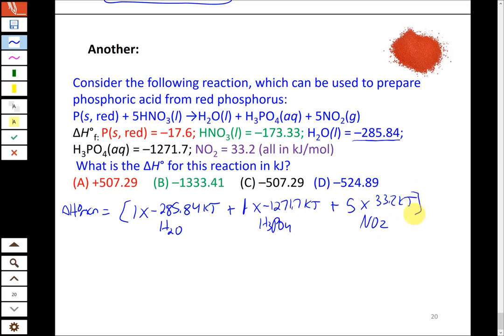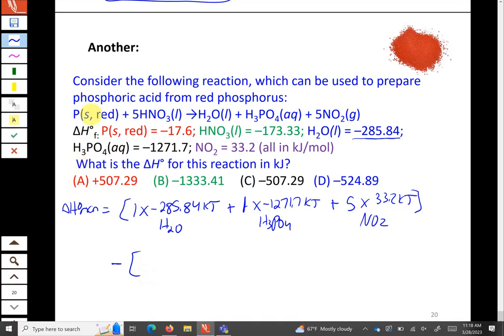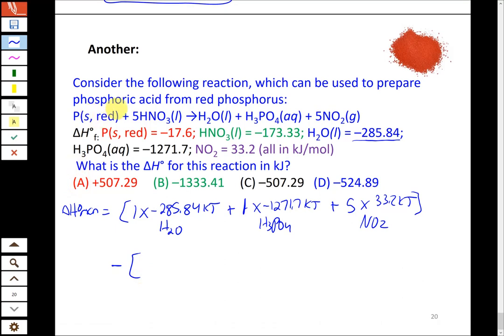Okay, so that's the product side, and then we're going to subtract from that the reactant side. Again, here's where we have to be a little bit careful about the states of the elements. The standard state for phosphorus is P4, but this is not the same as that, so this is not going to have a delta H of formation of 0. If it was P4, it would be 0, because that's the standard state, but this is a non-standard state of phosphorus. It's called red phosphorus.